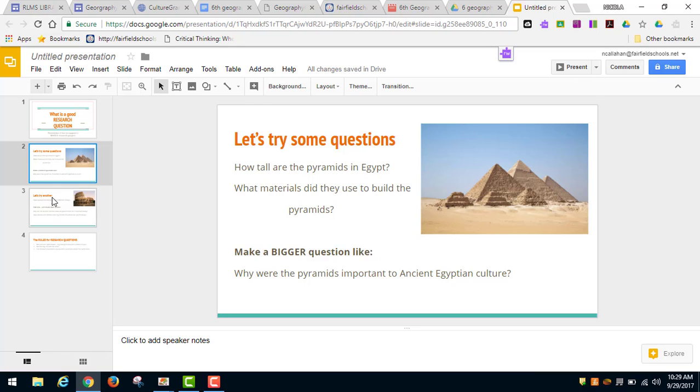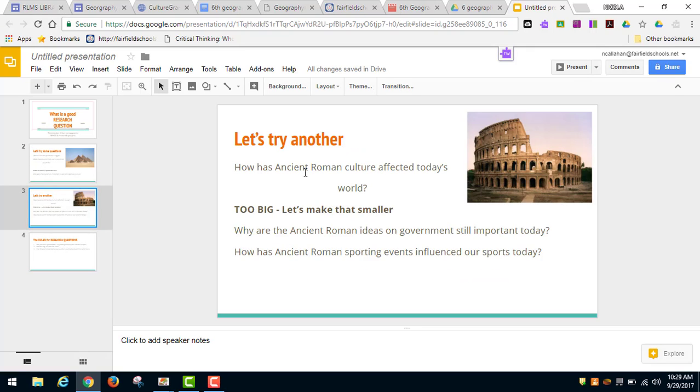Let's look at another one. How has ancient Roman culture affected today's world? Well, that's a great research question, but it's way too big because you could probably write about 50 books on every aspect of ancient Roman culture and how it affects us today. So that one is too big, and we want to make that a little smaller.